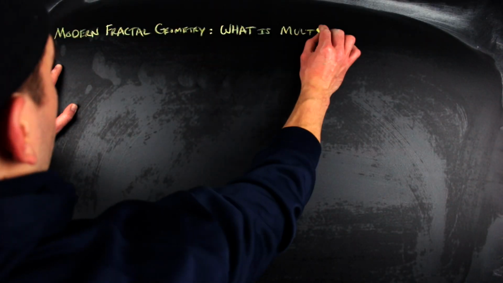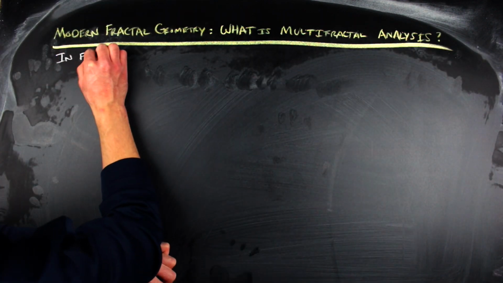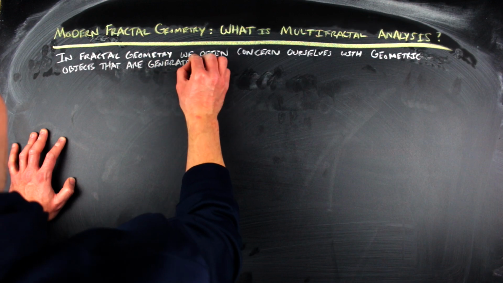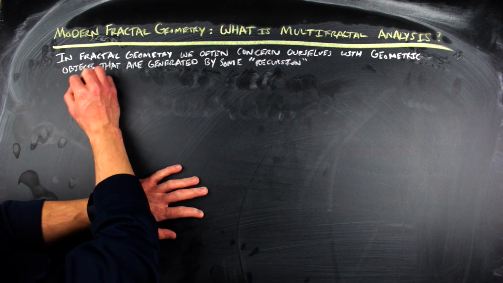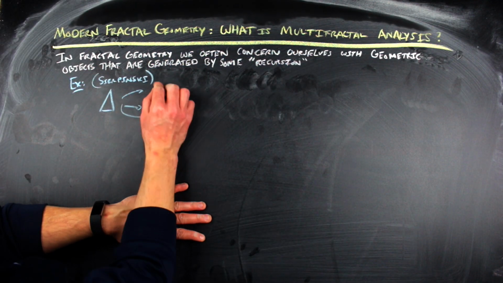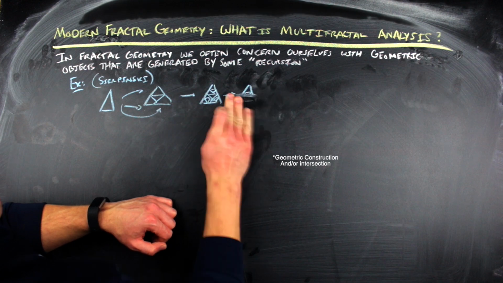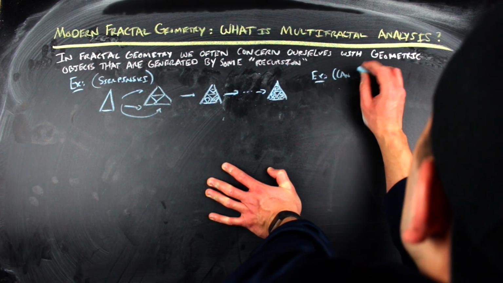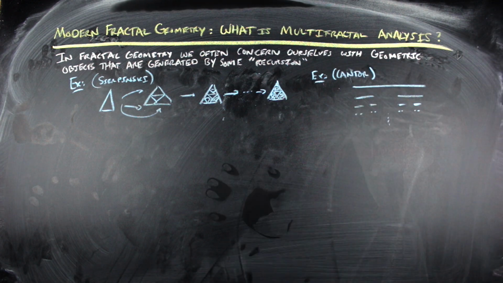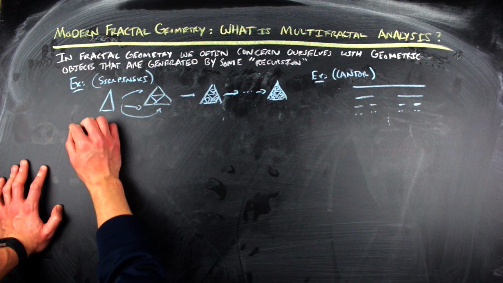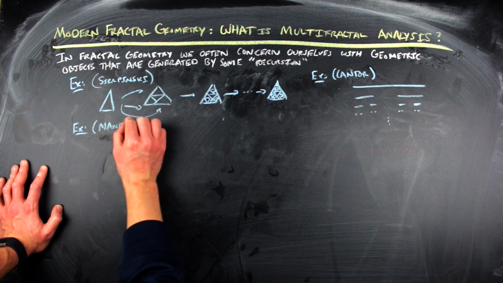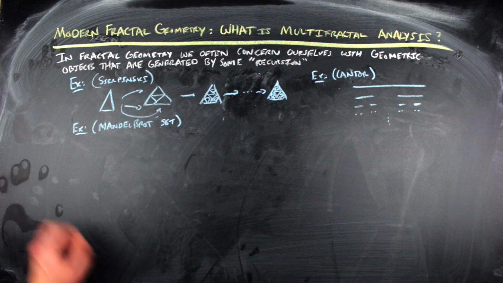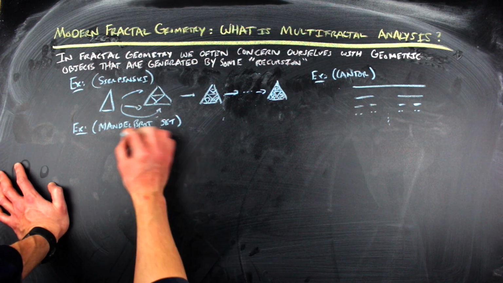In modern fractal geometry, a lot of times we're concerned with objects that are generated by iteration. So in fractal geometry, there are two flavors of this. There is iteration by a discrete sort of map. Think of things like the Sierpinski triangle or the Cantor set. And then the second example, that I'm not going to focus on in this video, is that of iteration of functions.